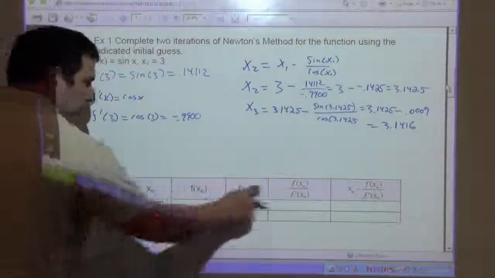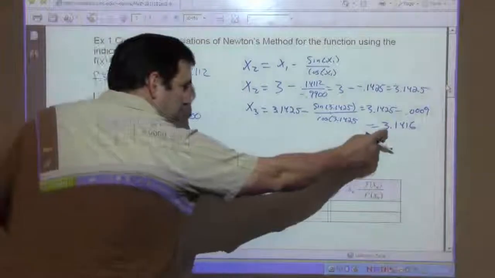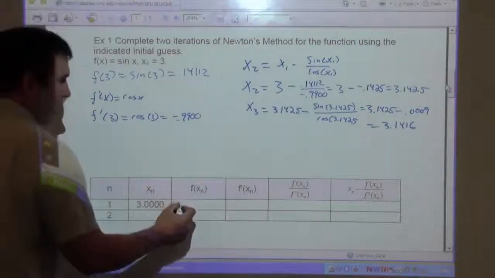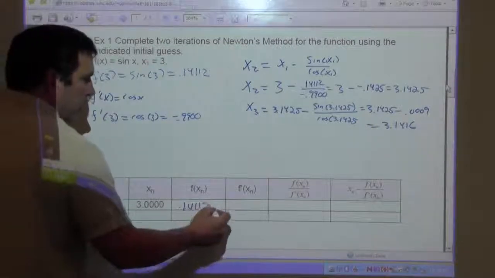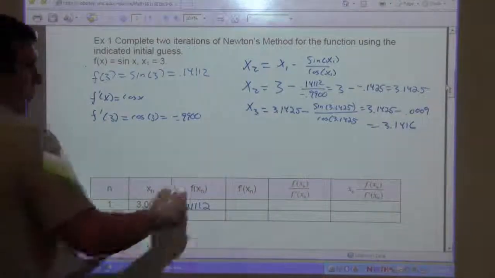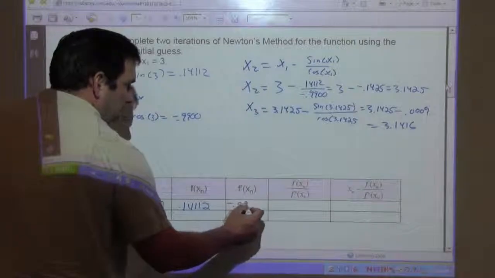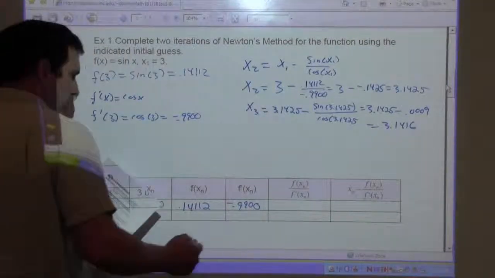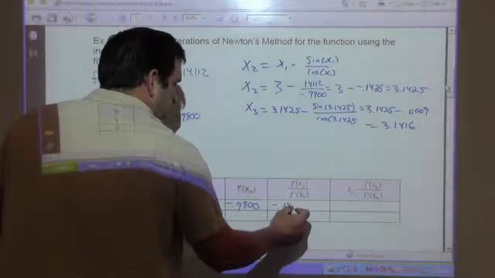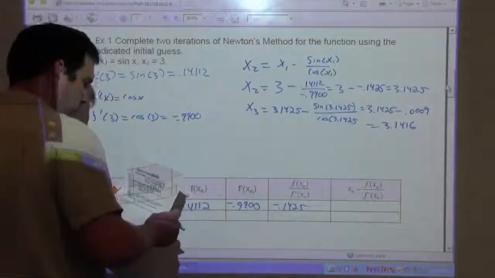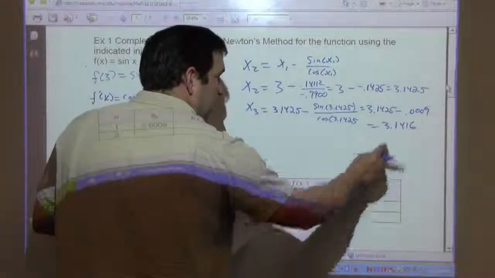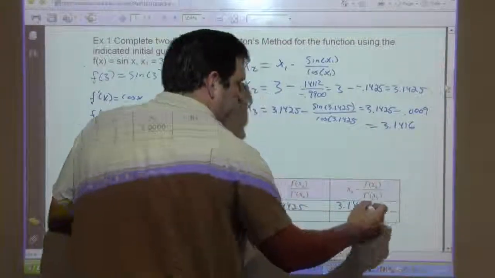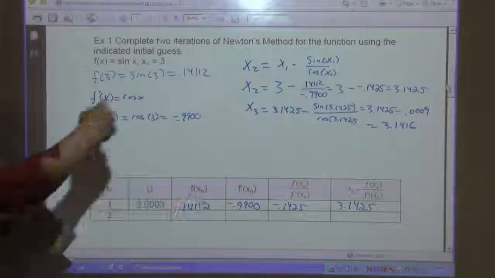So, to fill in the chart here, we did 2 iterations. To fill in the chart, f of x sub n was 0.14112. F prime of x sub n was negative 0.9900. Do the quotient between them, that's going to be negative 0.1425. And then x sub n minus that was this result here, 3.1425.